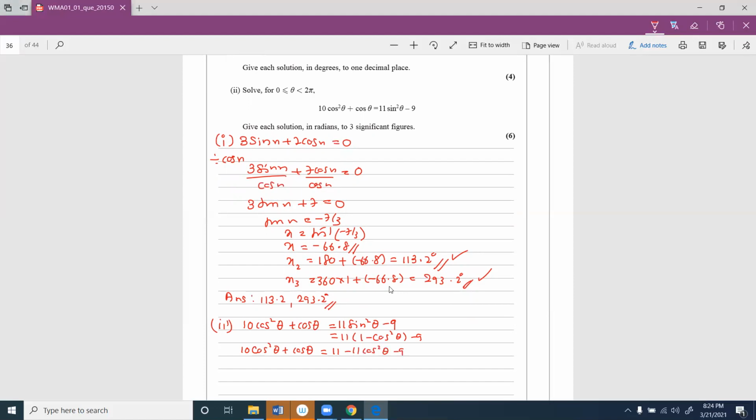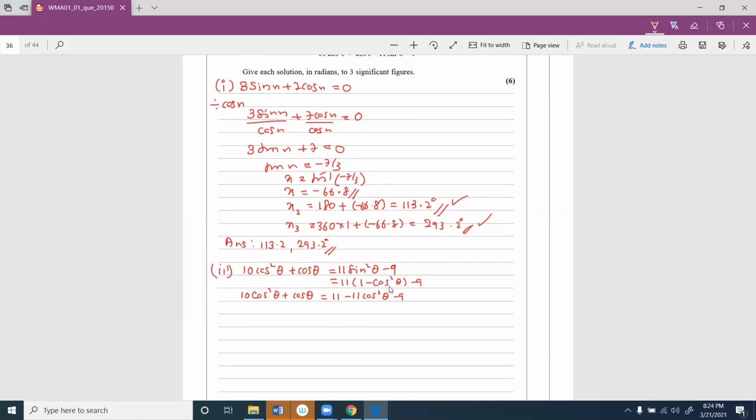Then if you simplify, 10 cos squared theta plus cos theta equals 11 minus 11 cos squared theta minus 9. So if you bring all the terms to one side, it turns out to 21 cos squared theta plus cos theta minus 2 equals 0. Yeah, then we can get the answers for cos theta.